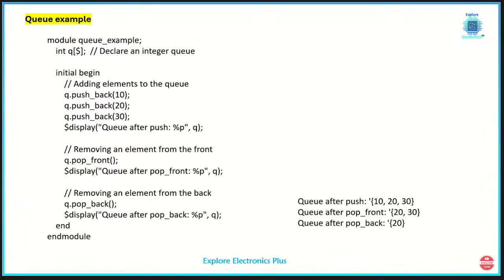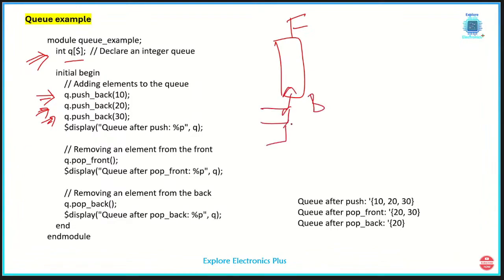We have a module here with a queue representation, int q of dollar. This is an integer type queue, and here we have elements which we are assigning to that queue. q dot push_back 10, q dot push_back 20, q dot push_back 30. It means we will be pushing from the back of the queue. This is the front of the queue, and this is the back of the queue, we can say. From here we are adding the values one after the other, right?